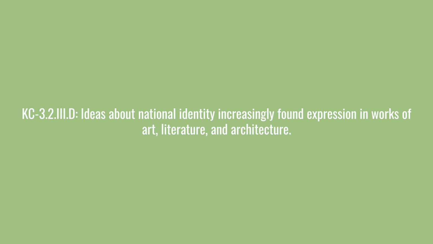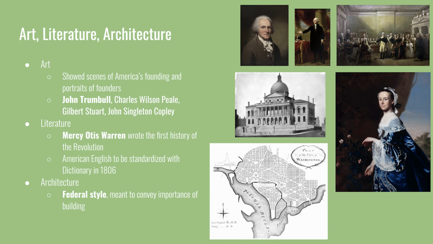The second key concept says ideas about national identity increasingly found expressions in works of art, literature, and architecture. The arts in America is something that truly begins to come to fruition. Artists like John Trumbull, Charles Willson Peale, Gilbert Stuart, and John Singleton Copley, all of these artists are basing their subject matter in scenes of the Revolution and scenes of the early Republic or portraits of the founding generation.